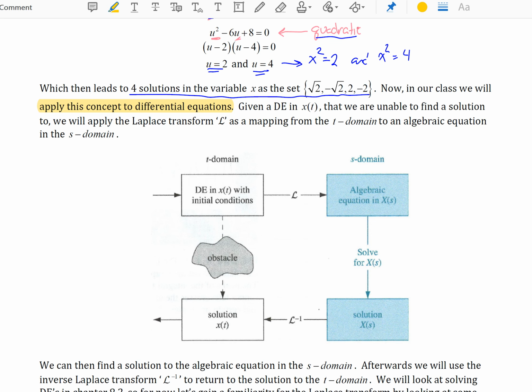Given a DE in x of t that we are unable to find a solution to, we will apply the Laplace transform, and notice the notation we use for the Laplace transform. It's kind of a fancy L. As a mapping from the T domain to an algebraic equation in the S domain.